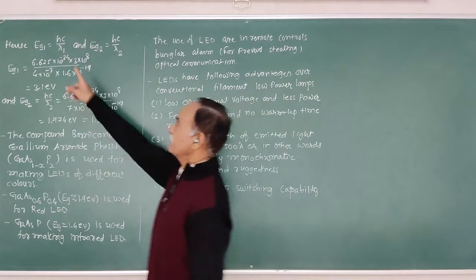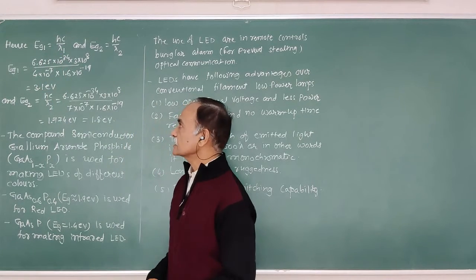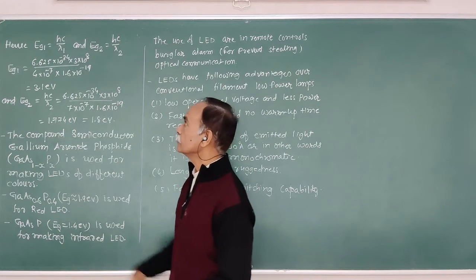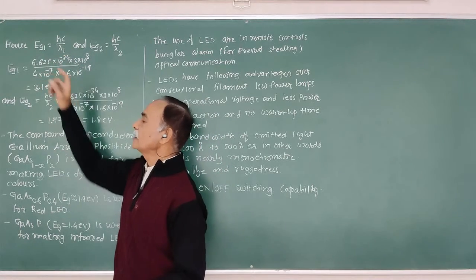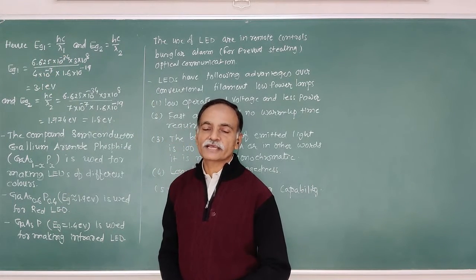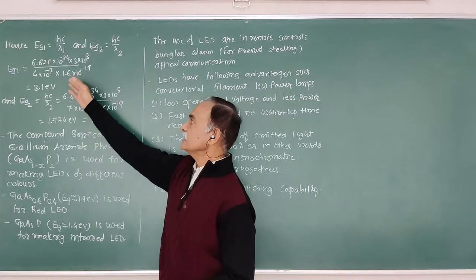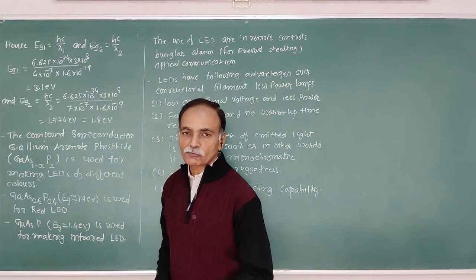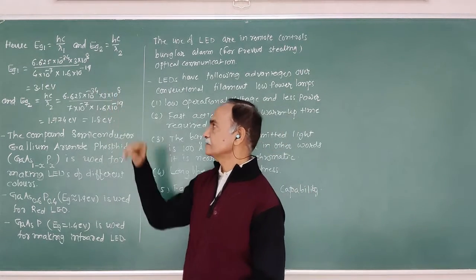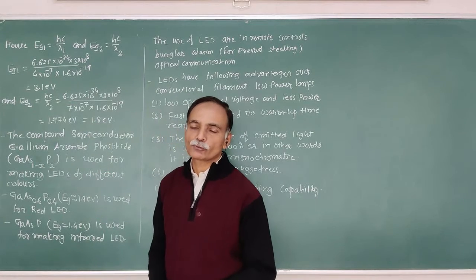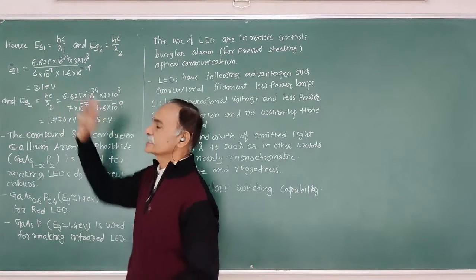So here Eg1 is equal to hc upon lambda 1. Therefore substitute the value of h, Planck's constant 6.625 into 10 to the power minus 34, into c, velocity of light in vacuum 3 into 10 to the power 8, upon lambda. Lambda is 0.4 micrometer, that means 4 into 10 to the power minus 7 meter. To convert from the SI system into electron volt, we have to divide by 1.6 into 10 to the power minus 19. Therefore we obtain 3.1 electron volt. Therefore the energy gap corresponding to the wavelength 0.4 micrometer is 3.1 electron volt.